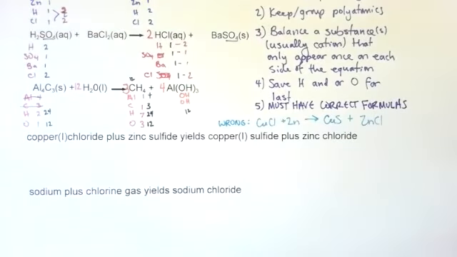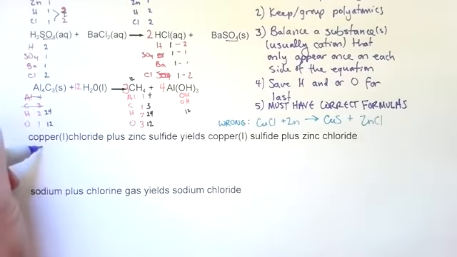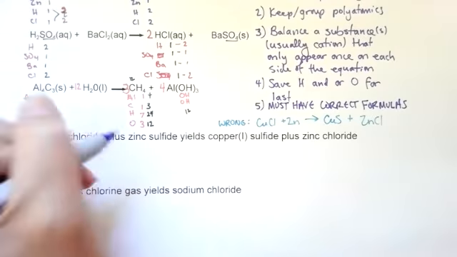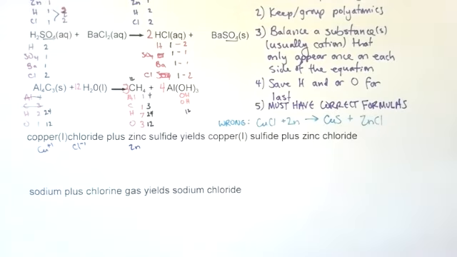If you don't have correct formulas, you're wrong right off the bat. All right, let's go through and write our formulas before we make our equation. So copper 1 means I have copper plus 1 and chloride is Cl minus 1. Zinc by itself is just going to be Zn.